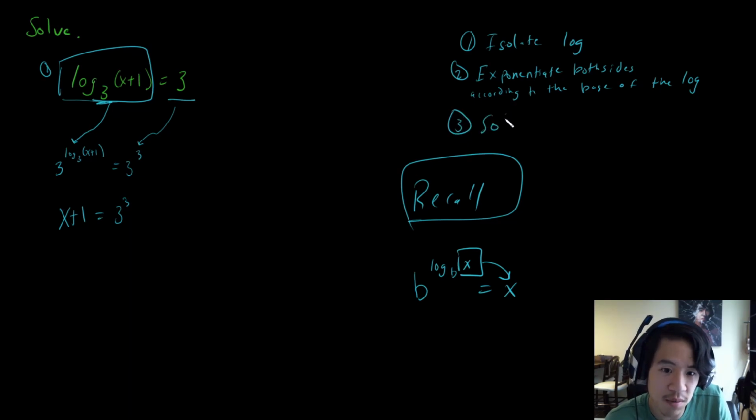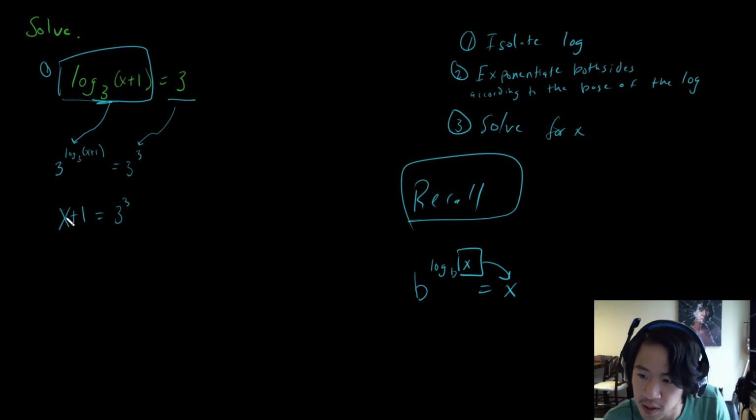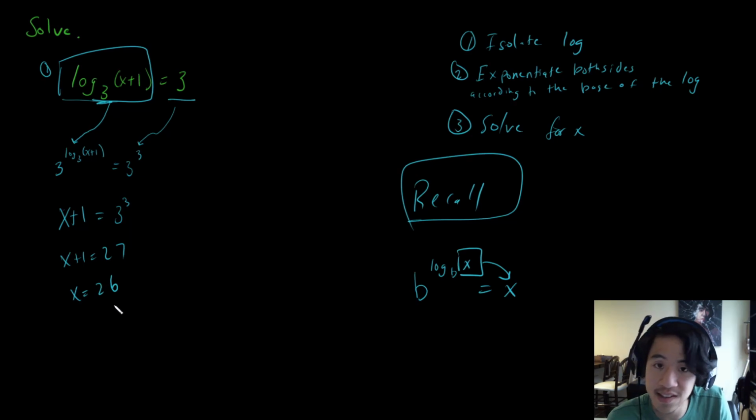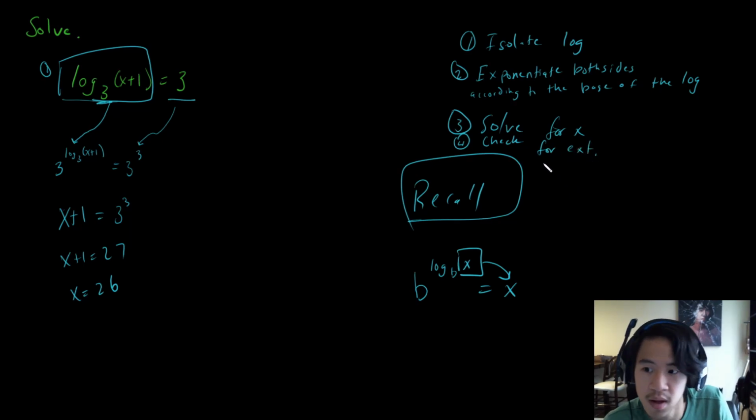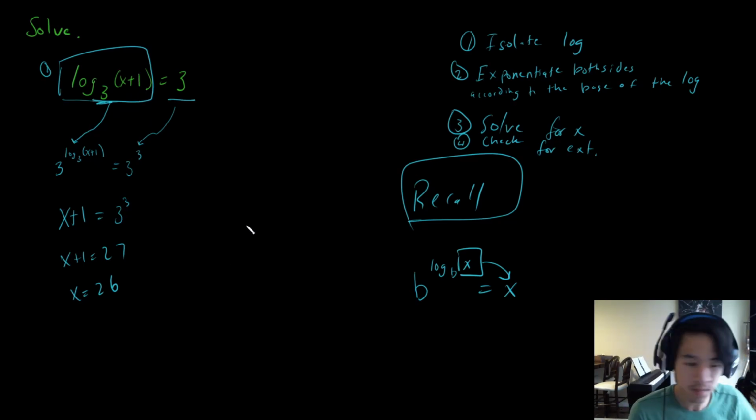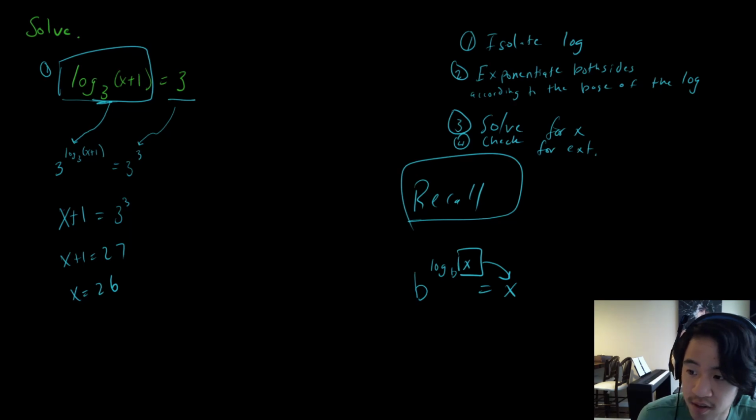And our last step is just to solve for x, or whatever variable. In this case, 3 cubed is 27. Subtract 1 and you get x is equal to 26. And I should actually add a fourth step: you should check for extraneous solutions. This is actually very important. If you plug x back in and inside the log is a negative number, that's going to be an extraneous solution. So let's go ahead and continue.